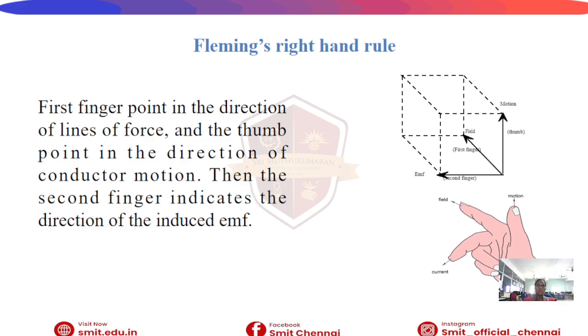Fleming's right-hand rule. In Fleming's right-hand rule, the first finger indicates the direction of the magnetic field. The thumb indicates the direction of motion of the conductor. The middle finger indicates the direction of induced EMF or current. This rule is mainly used for generators.